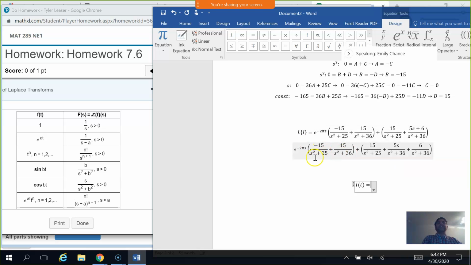The negative 15 s squared plus 25 is going to be the sine, where my b has to be 5. And if my b has to be 5, that means I have to factor a negative 3 out of this to make the numerator 5. So negative 3, and that's going to be sine of 5t. But because of this e, this is going to be multiplied by u of t minus 2 pi. And I think I have to be a little bit more careful here.